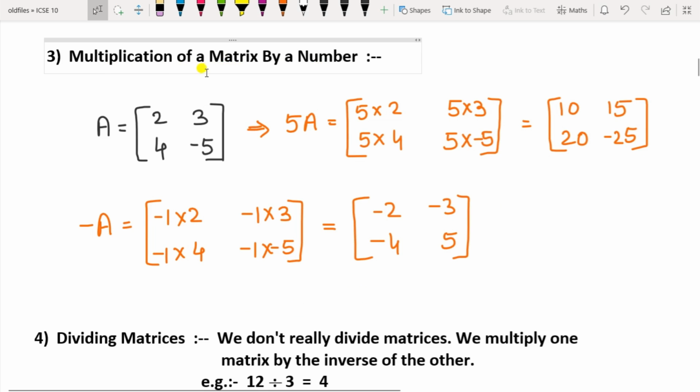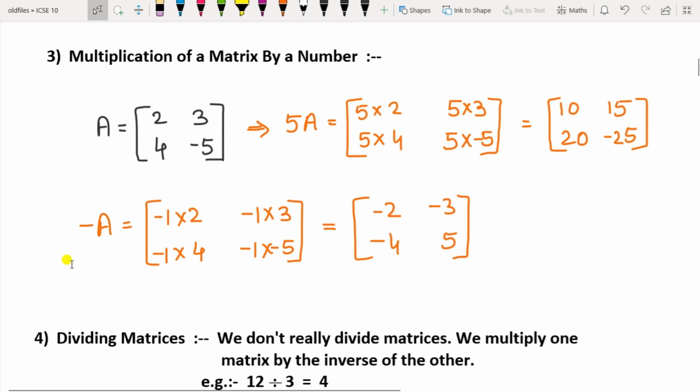So, multiplication of a matrix by a number. This is a given matrix, you have to multiply it, it is given 5A. As we know, a matrix is named by a capital letter, so it is multiplied by 5, so the matrix should also be multiplied by 5. All the elements you should multiply by the given number, here 5. So 5 2s are 10, 5 3s are 15, 5 4s is 20, and 5 times minus 5 is minus 25.